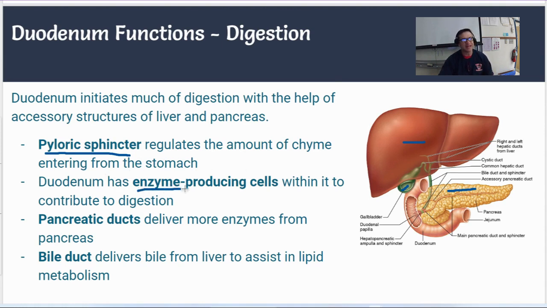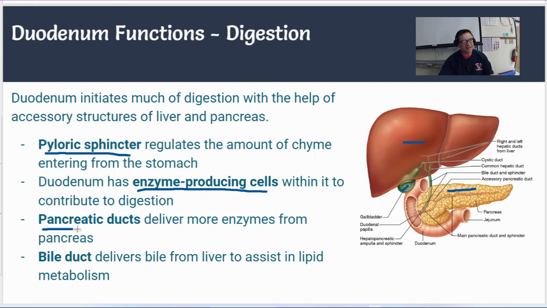It also has some enzyme producing cells. So inside the duodenum, it's got some cells that produce enzymes. And those are going to help to break down proteins and also to break down sugars into their simple sugars like glucose, fructose. Now, those can actually be absorbed into the bloodstream.